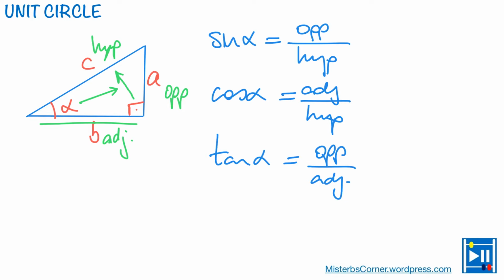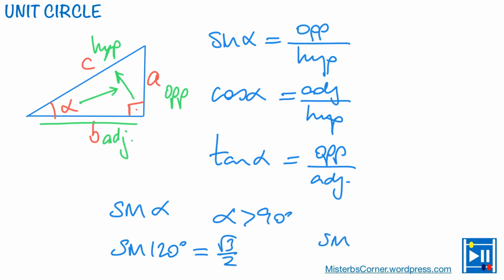Now, so far, we know that we can calculate the sine of angles bigger than 90 degrees, right? For example, we know that sine 120 degrees is root 3 over 2, or sine 150 degrees is 1 over 2, or cosine 120 degrees is 1 over 2, and so on. Now, how come we can calculate the sine, cosine, or tangent of angles bigger than 90 degrees? Doesn't it sound weird to you?